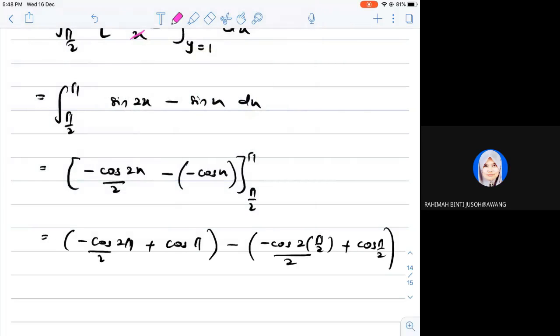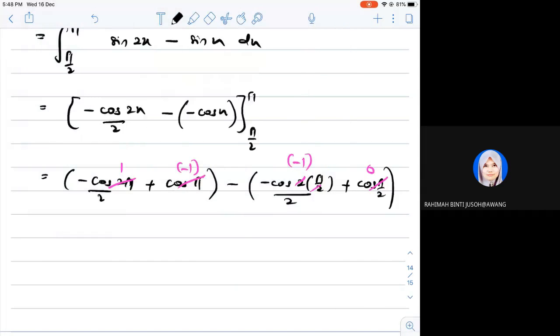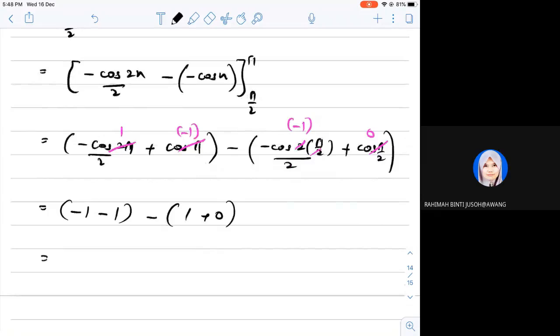So if you use your calculator, cos 2 pi is 1, cos pi is negative 1, cos pi over 2 is 0. So we will get negative 1 minus 1, minus negative times negative, so positive 1 plus 0, negative, over 2.